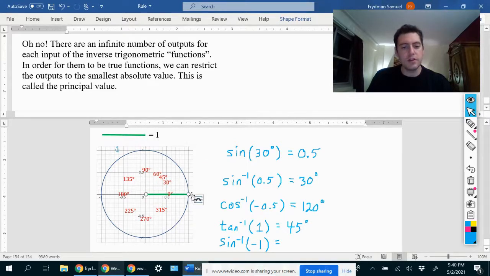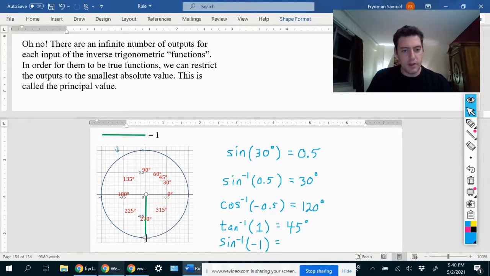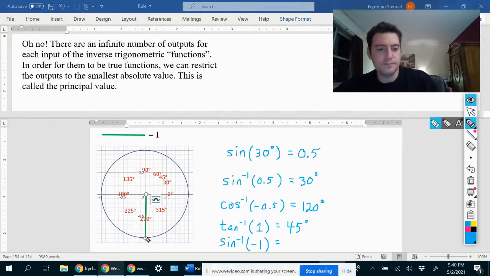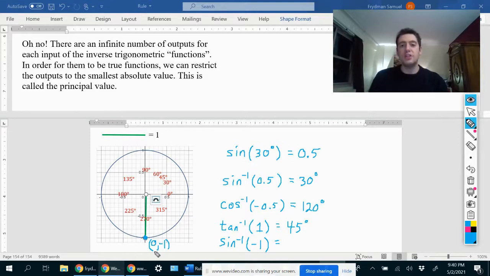All right, so over here, if you look at this right over here, this point is the point 0, -1. Okay, so that matches the description that we wanted, right? Now because the y value is -1. Now what angle is this?